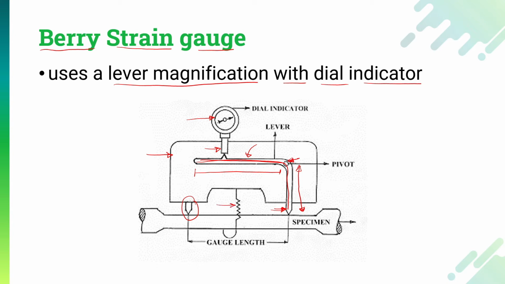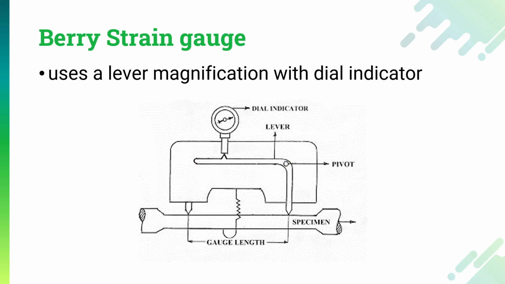This is the spring attachment for fixing the whole mechanism on the test specimen. So this was the construction of the Barry strain gauge. Now let us check out the working of the Barry strain gauge.